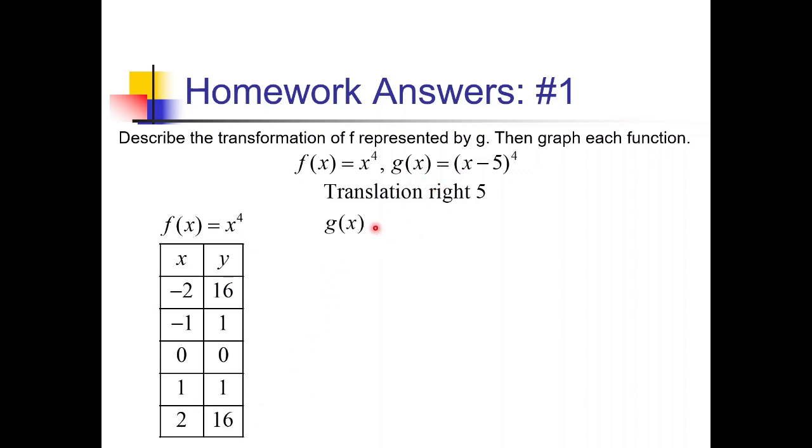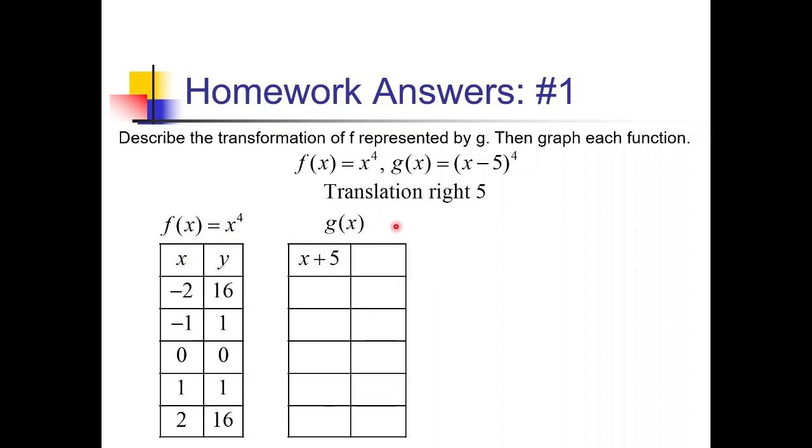So let's go ahead and modify this now. And this is going to be the g function I'm doing the table for now. So if I'm translating right 5, that means I have to add 5 to all of my x values. And there's no vertical transformations that we see here, so y is just going to stay the same as it was before. So adding 5 to my x values, negative 2 plus 5 is 3, negative 1 plus 5 is 4, and then we have 5, 6, and then 2 plus 5 gives us 7. For the y values, those are staying exactly the same, so just 16, 1, 0, 1, and 16.